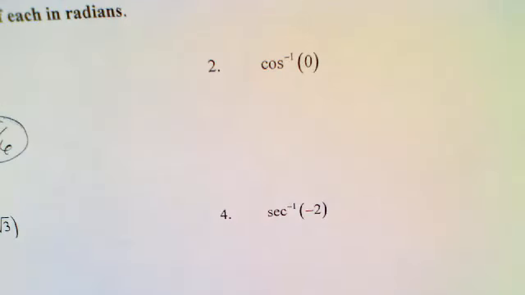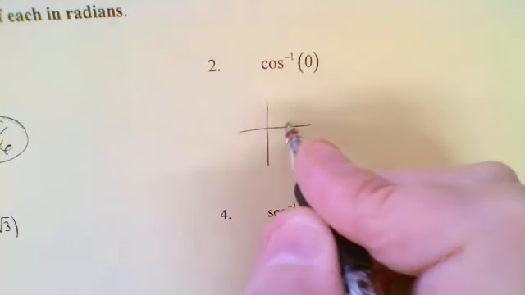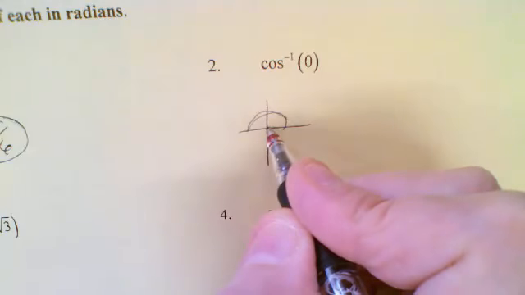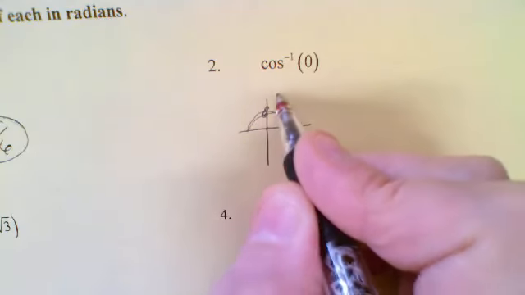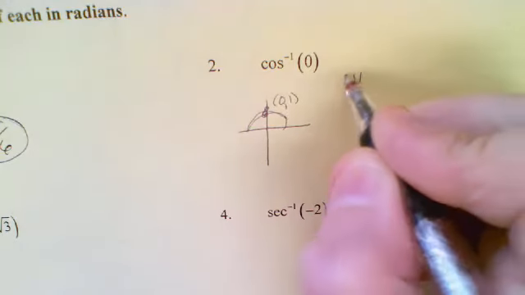Number 2, inverse cosine of 0. What angle in this range of answers has an x value that's 0? That's going to happen right here at the ordered pair 0, 1. The cosine is 0, so that's at pi over 2.